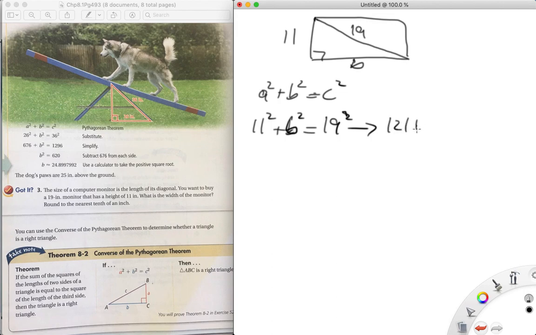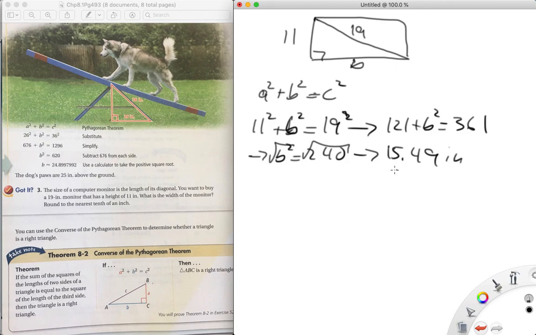11 squared is 121. B squared. 19 squared is 361. Subtract 121 from both sides. And b squared is equal to 240. Square root both sides. And this guy's width is 16.49 inches.